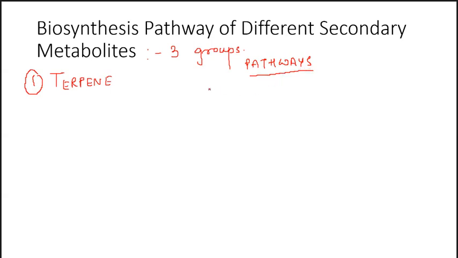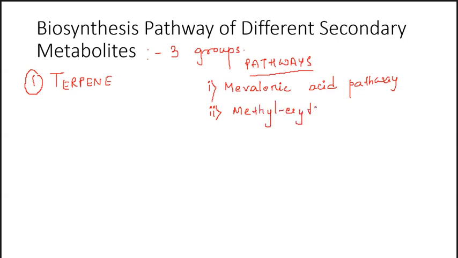So terpenes are synthesized by mevalonic acid pathway and MEP pathway. Now MEP pathway is also known as methyl erythritol pathway. Okay, so in short it is known as MEP pathway. Now the second class, phenols, phenolic compounds or phenolics.